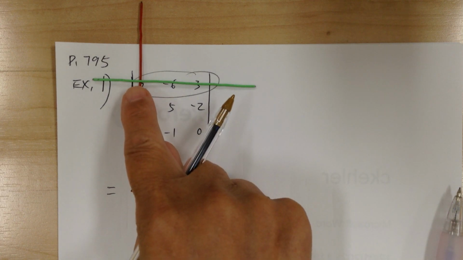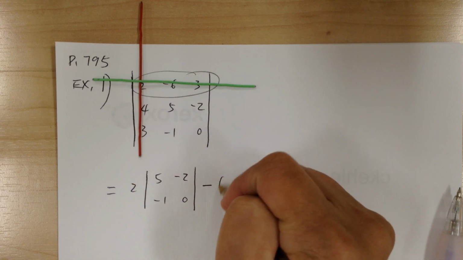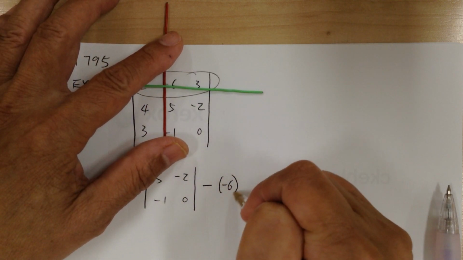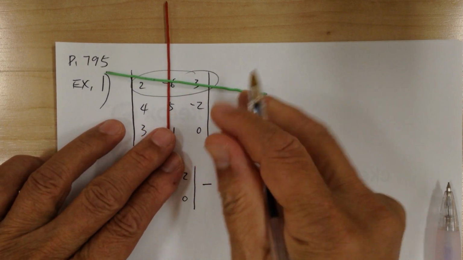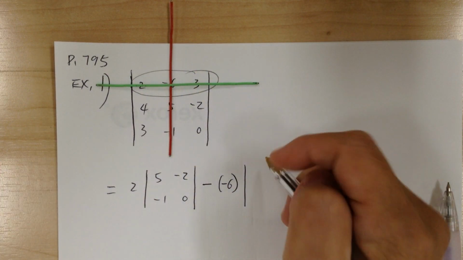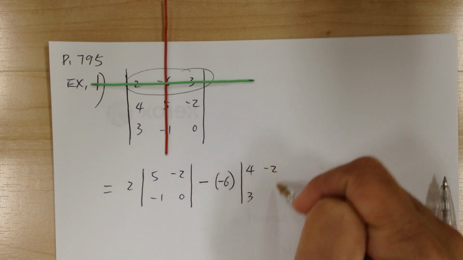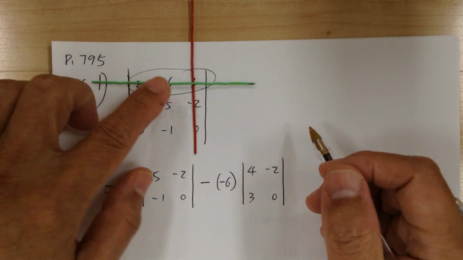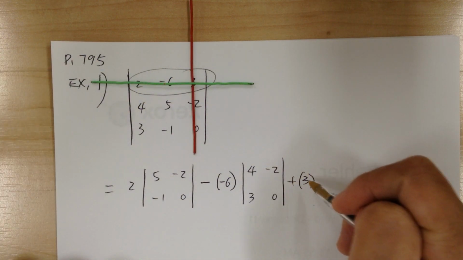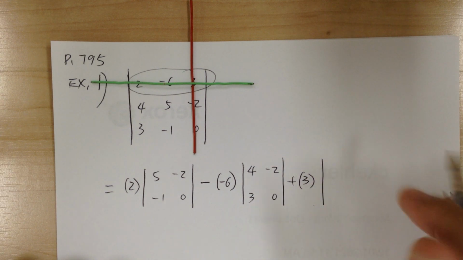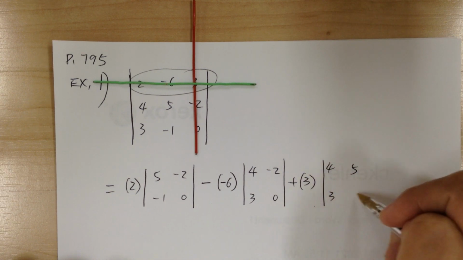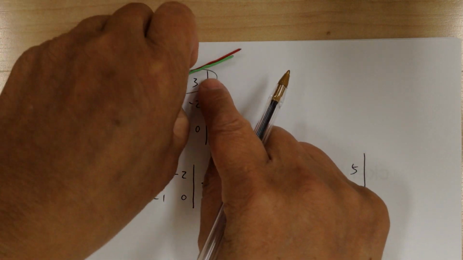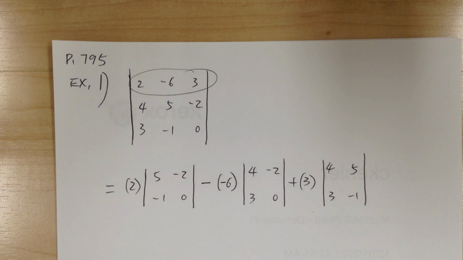Right? Again, the first corner is always plus. The next one would be a minus. And it's already have a minus, right? So you have to keep track of your negative sign. So it would be minus -6 times by, you can get your crosshair. So it would be 4, 3, -2, 0. Okay? Then the next one would be, so it's plus, minus, plus, so it would be plus 3 times, I'm going to put parentheses. Okay? And it would be 4, 5, 3, -1. Okay? So that's how you expand the 3 by 3 into the 2 by 2 minors.